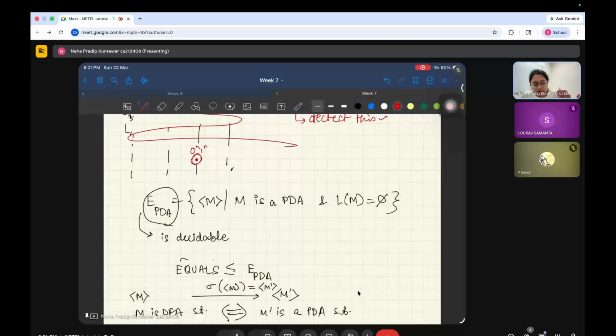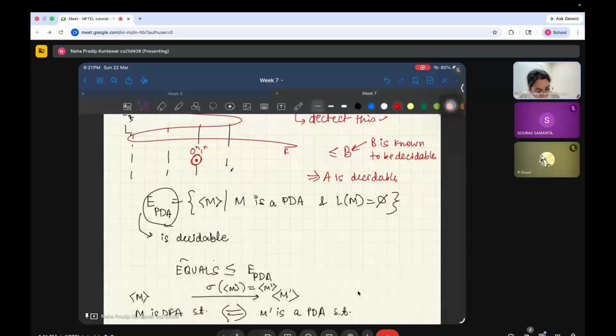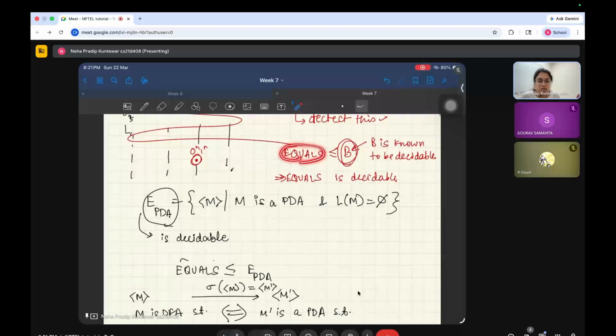Like we remarked earlier, if you want to show that a language A is decidable, you reduce it to a language B which is known to be decidable. That would mean that A is also decidable. In this case, A for us is this language, equals. So we need to find a good candidate B such that equals reduces to B and we know that B is decidable.